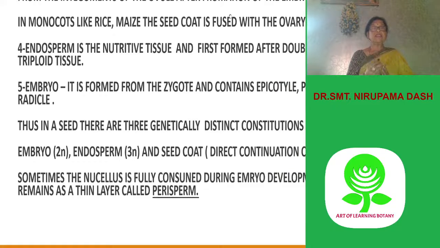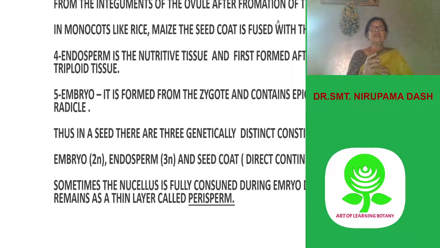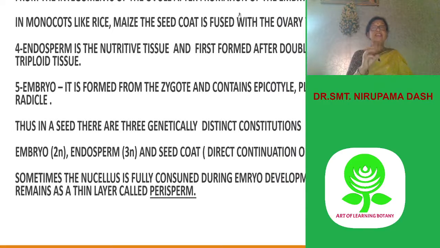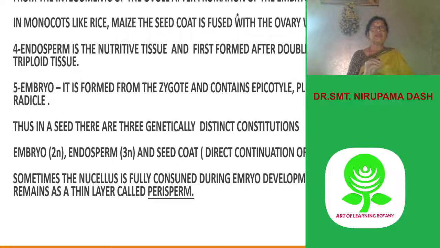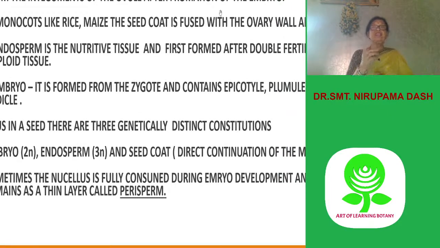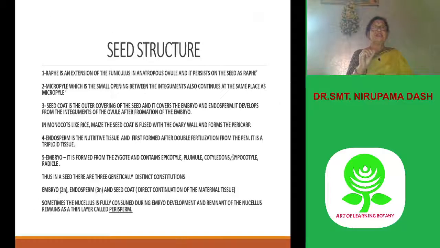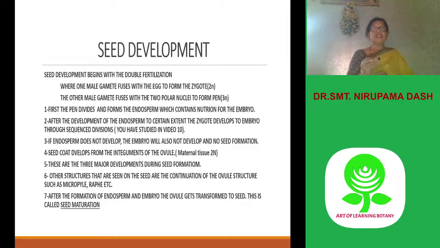Thus, in a seed, there are three genetically distinct constitutions. Here, the embryo is 2N, the endosperm is 3N, and the seed coat is the continuation of the maternal tissue. Sometimes the nucellus is fully consumed and sometimes it remains as a very thin layer, and this is called perisperm. So let us see the development of seed.